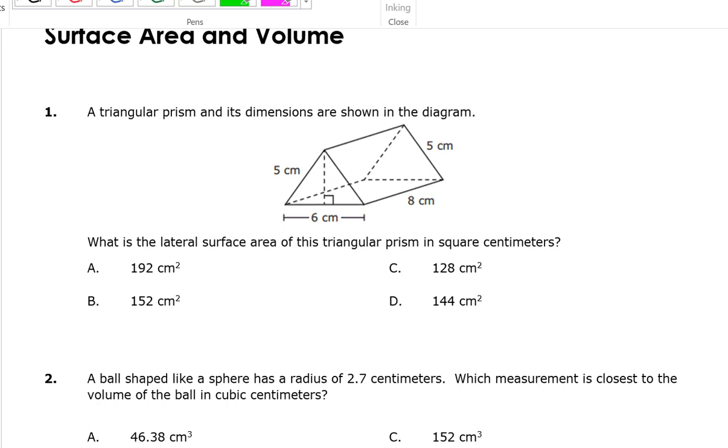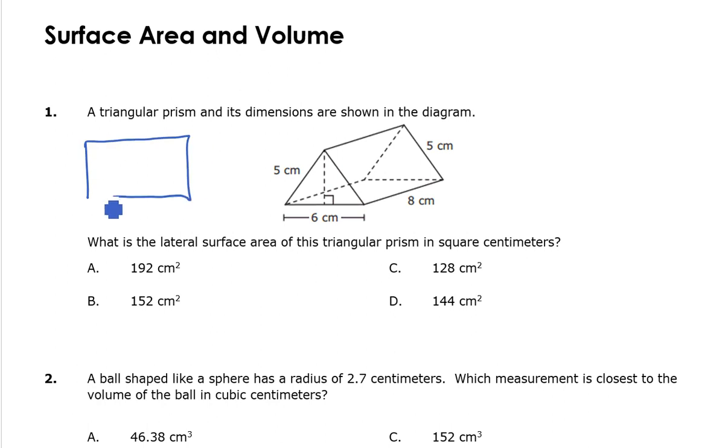Okay, surface area and volume, number 1. A triangular prism and its dimensions are shown in the diagram. What is the lateral surface area of this triangular prism in square centimeters? So remember, our lateral surface area is looking for, if I drew my net, it's looking for this middle section, which is found by multiplying the perimeter of the base times the height.